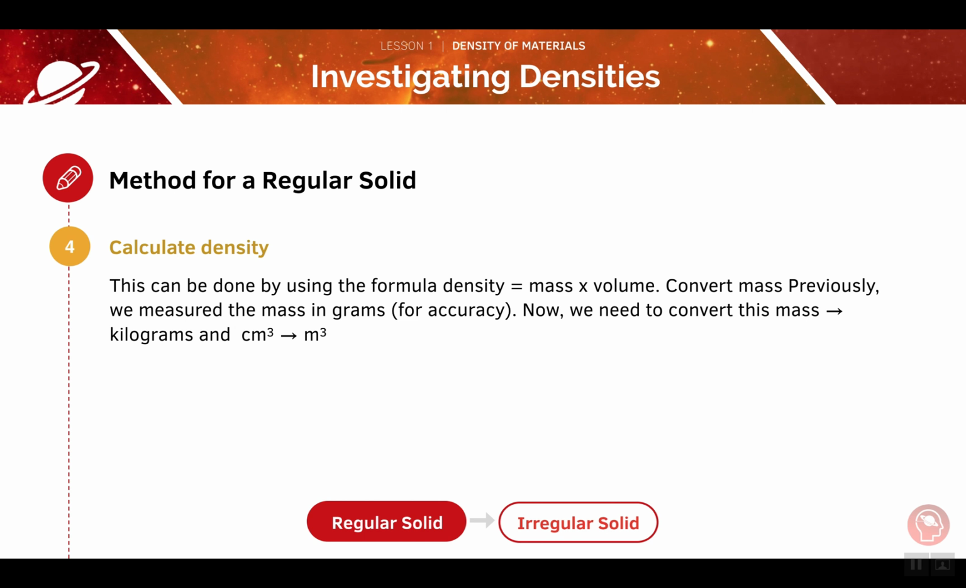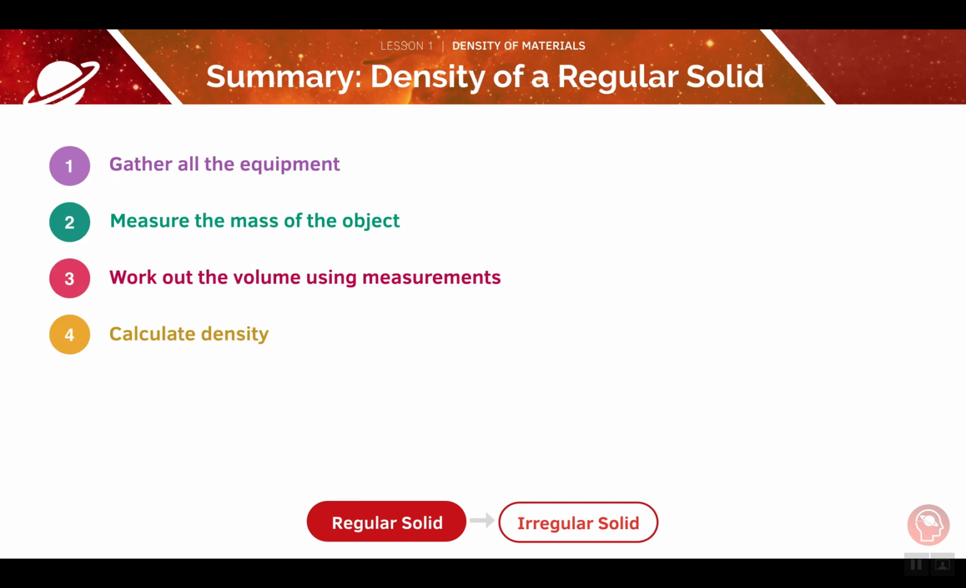Now we can calculate the density using the formula density is equal to mass divided by volume. Previously, we measured our mass in grams, which was to maintain accuracy. However, for the formula, we need our mass in kilograms. Again, we recorded the volume in centimetres cubed for accuracy, so we need to convert it into metres cubed. Here's a summary of all the steps we've just been through.